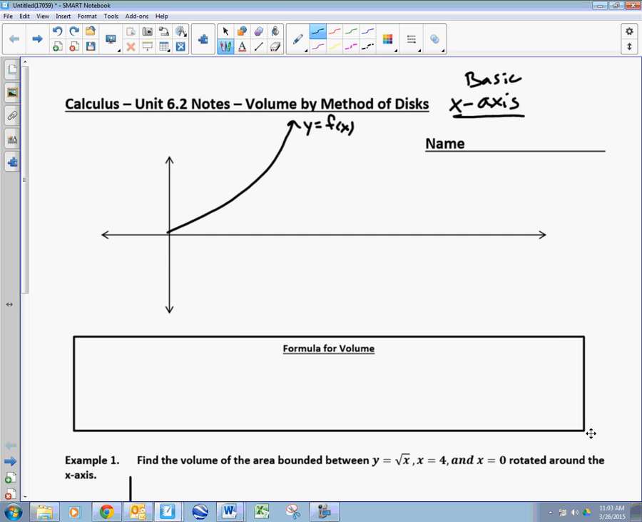Okay, so here's what happens. We're going to take a curve, and we are going to bound it from A to B. And then what we're going to do is take that curve and spin it around the x-axis.